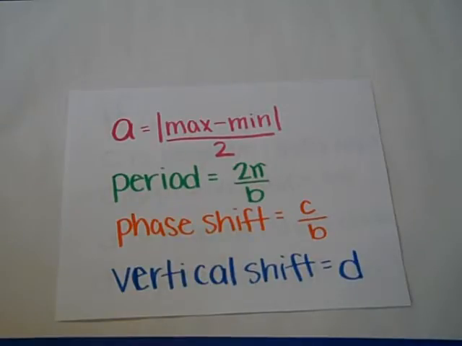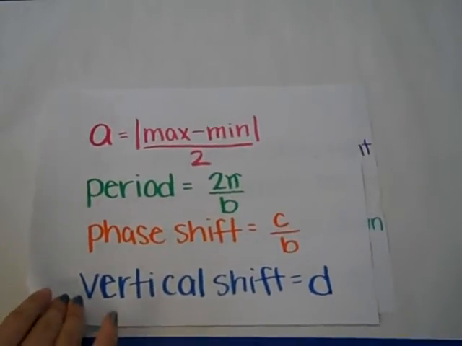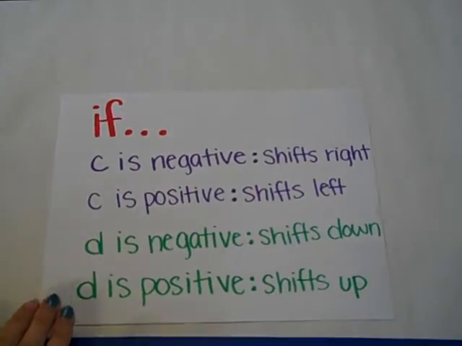C over b gives the phase shift, changing where the roller coaster starts horizontally. D changes the vertical shift, or how high the roller coaster starts. Now that Bob figured all of this out, he is so much more excited to ride the roller coasters at Trigland.